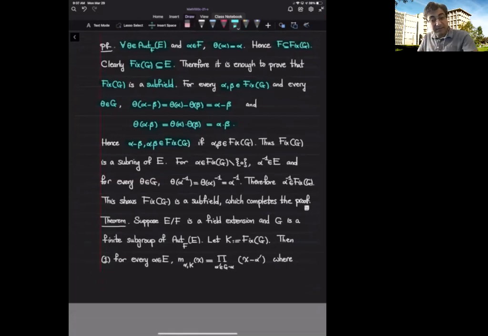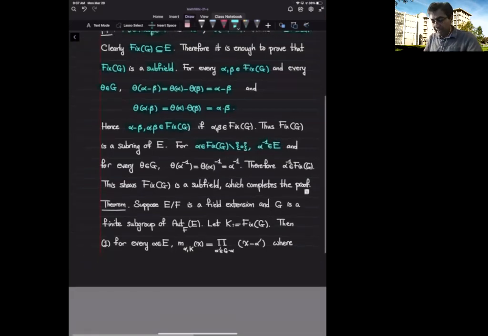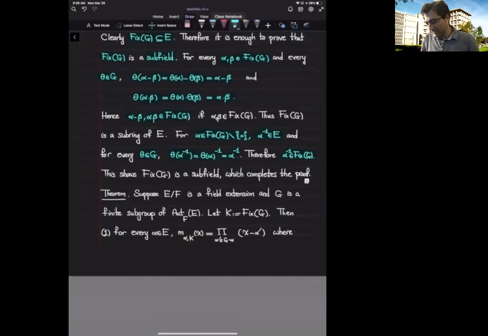Now, why do we have the inverses? If alpha is inside the fixed points of G and it's not 0, then because E is a field, it is invertible inside the field E. Now, theta is an automorphism of this field. So theta of alpha inverse is theta of alpha, inverse. Because alpha is fixed under all the elements of the group G, theta of alpha is alpha, and therefore theta of alpha inverse is alpha inverse, which means alpha inverse is also among the fixed points of the group G. Altogether, we get that the fixed points of G is a subfield, an intermediate field.